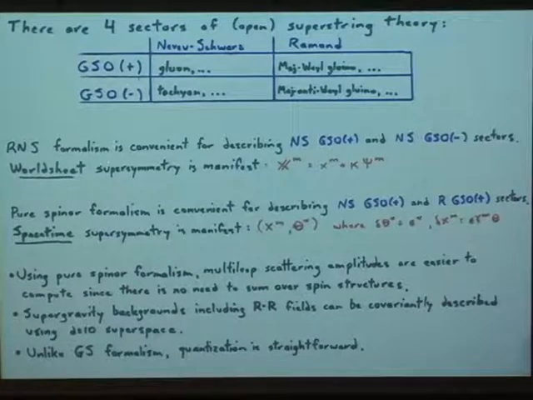Of course one also has the Green-Schwarz formalism, which has essentially the same features as the pure spinor formalism, but it's difficult to quantize. As we will see, in the pure spinor formalism, quantization is straightforward. There are some things that are not natural to describe in the pure spinor formalism. For example, if you want to discuss tachyon condensation, it's much more natural to use the RNS formalism just because you're describing these two sectors.